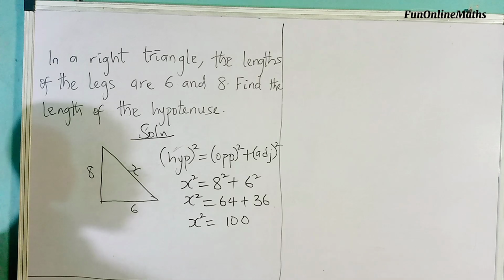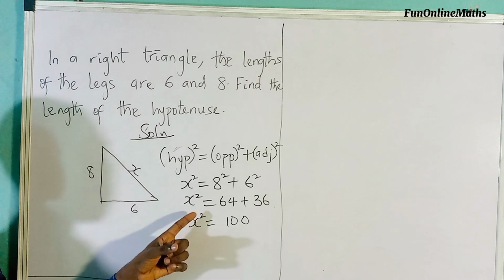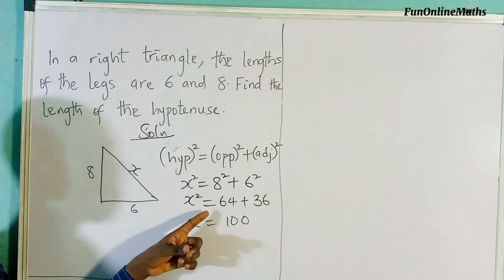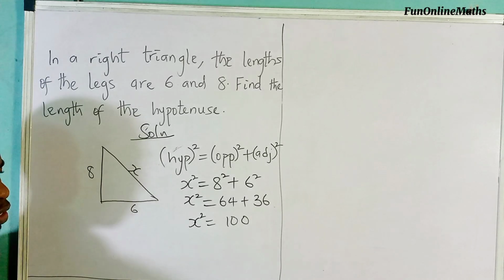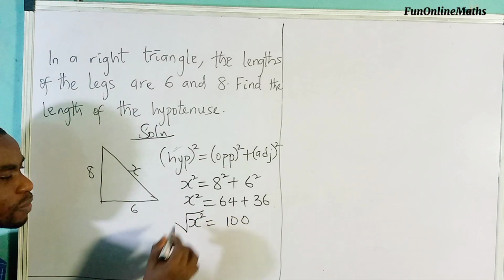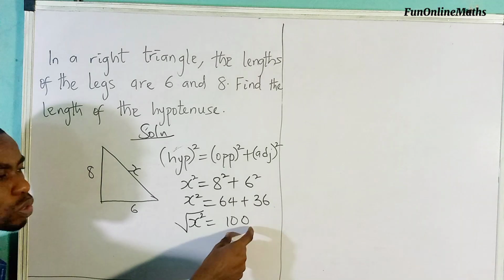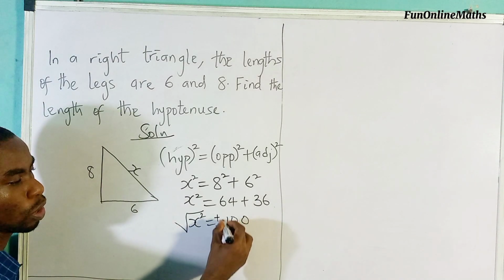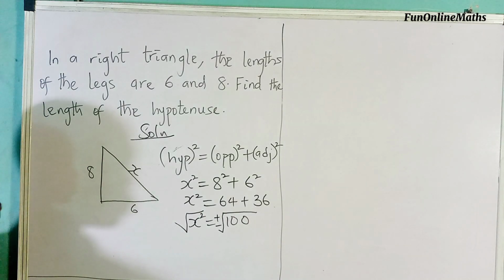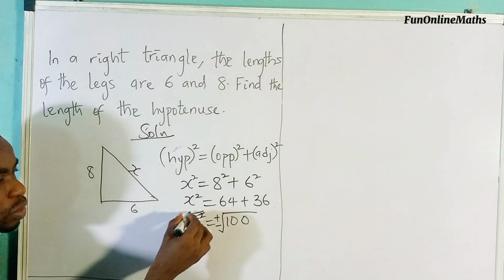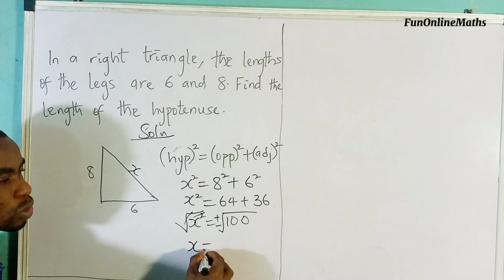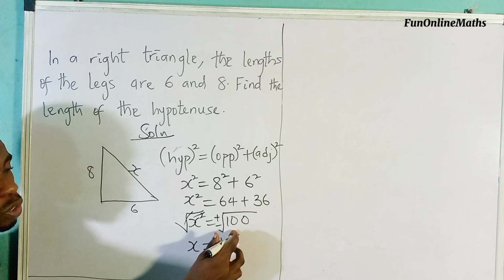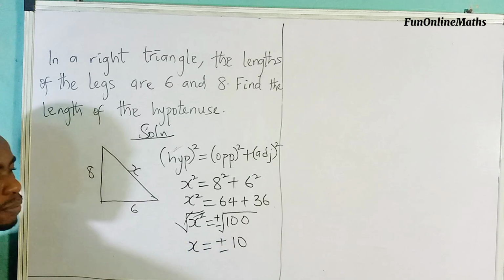So to get the value of x, since x has a square, we're going to take the square root of both sides to eliminate this square. When you're taking the square root of the right hand side, it's going to be a positive and a negative square root. So the positive and negative square root of 100. So this square is going to cancel out the square root. x will be equal to plus or minus the square root of 100, which is 10.